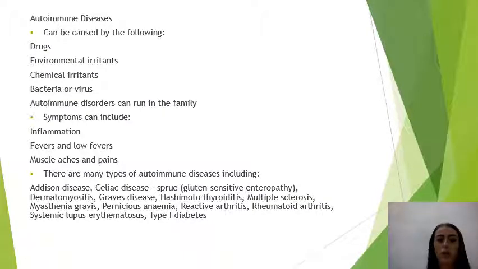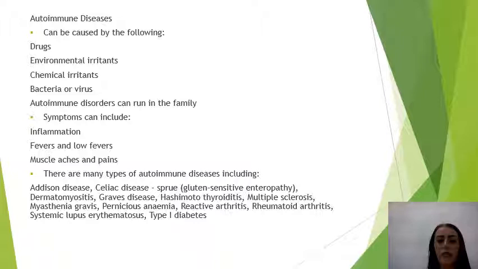Looking now at autoimmune diseases. Autoimmune diseases can be caused by the following items. It could be due to drugs, could be environmental irritants or chemical irritants, could be caused by bacteria or viruses. Autoimmune disorders can also run in the family. Symptoms can include inflammation, fevers, low fevers, muscle aches and muscle pains.